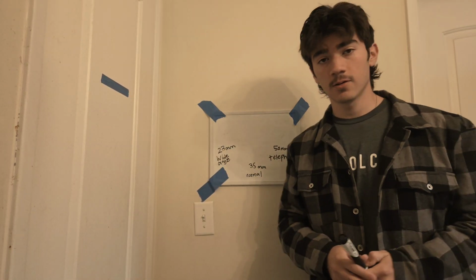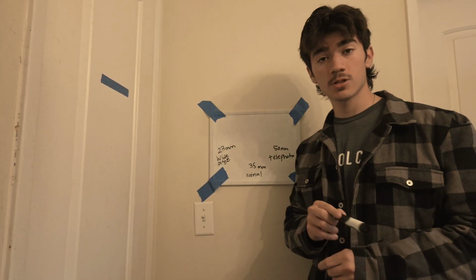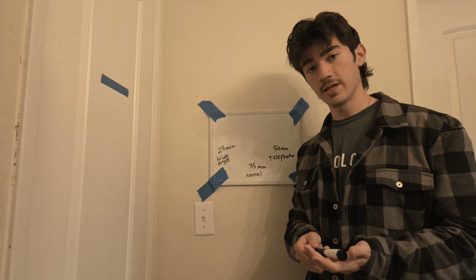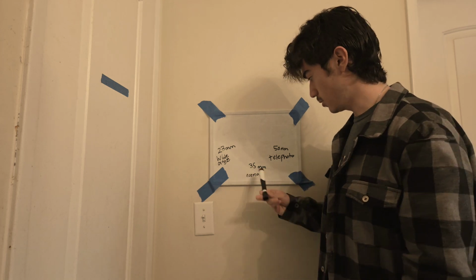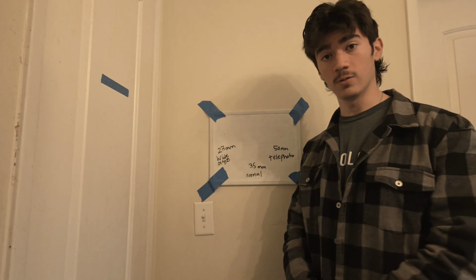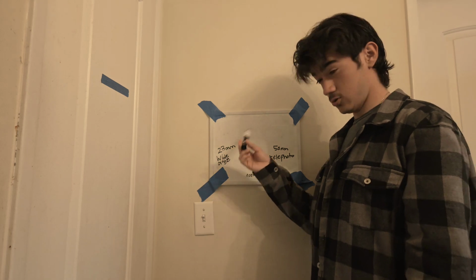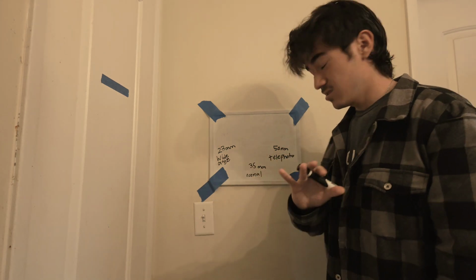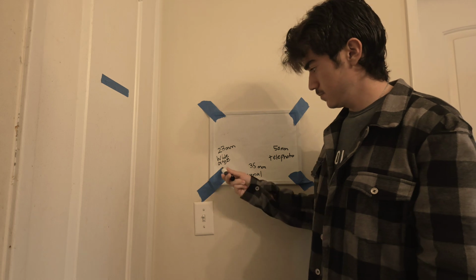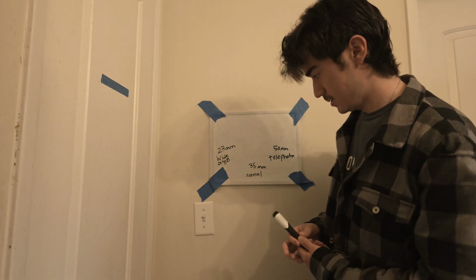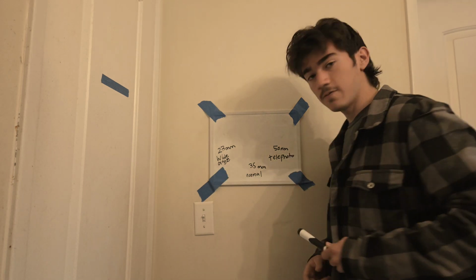So what we have here are the three most common types of lenses. We have the 23 millimeter, the 35 millimeter, and the 50 millimeter. The 23 millimeter can technically be a 25 millimeter. Doesn't matter. The point being, it's a wide angle lens. This is a normal lens, telephoto lens.